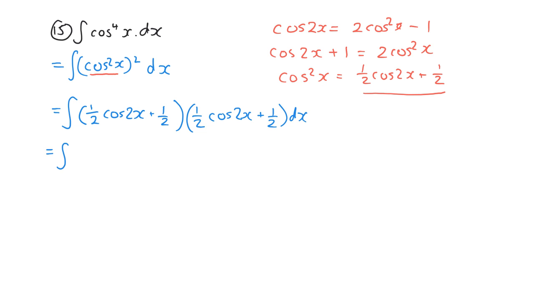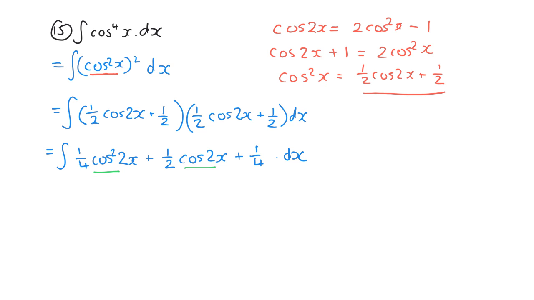Now we're going to multiply out those brackets and we would get a quarter cos squared 2x plus a quarter cos 2x plus another quarter cos 2x, so that's a half cos 2x, plus a half times a half gives us a quarter. Okay, so we're getting there. We've got rid of the squared in this term here, but we still have it over here. So we'll have to basically apply the same thing again.